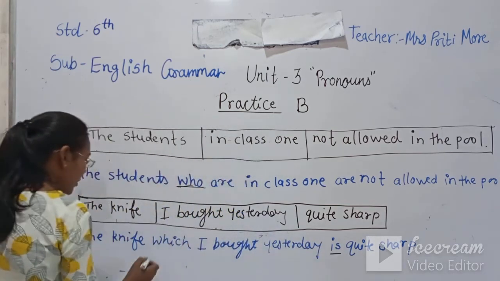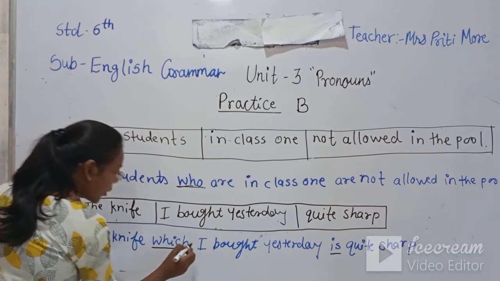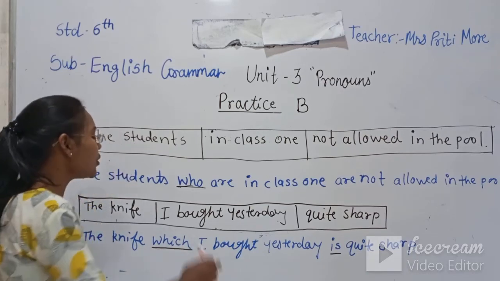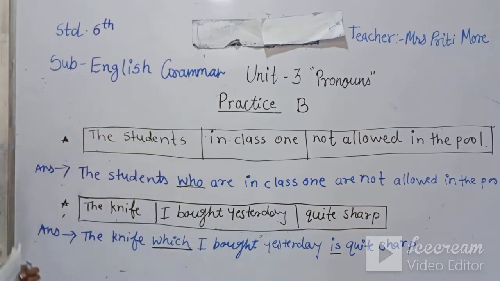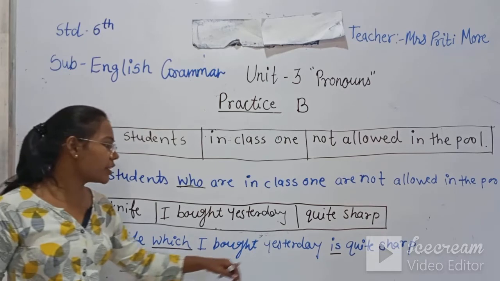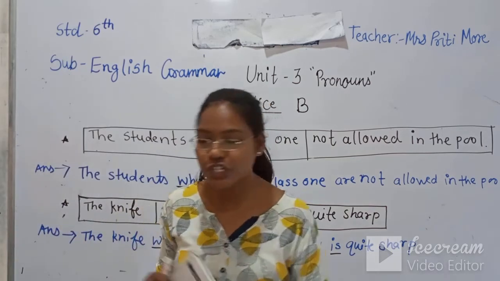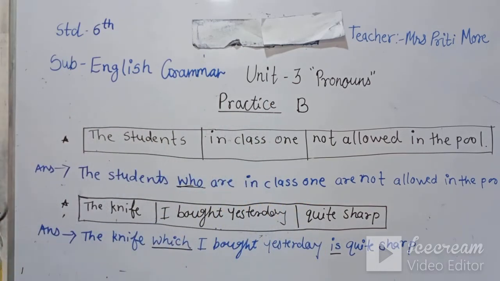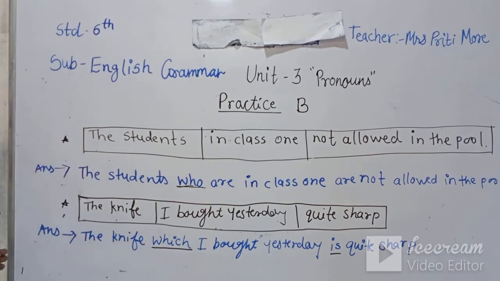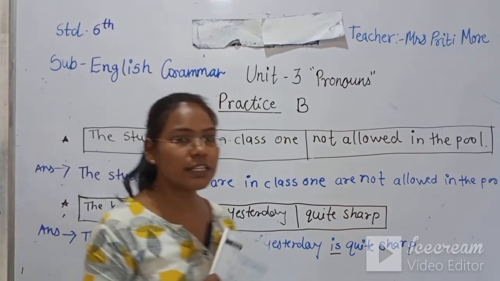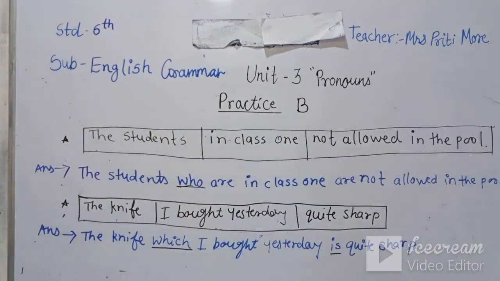So here I have given, and the relative pronoun is which. Here also we have used is. This helping verb we have used here. The knife which I bought yesterday is quite sharp. So according to the subject we have written the relative pronoun which. Please note down these two sentences in your notebook.